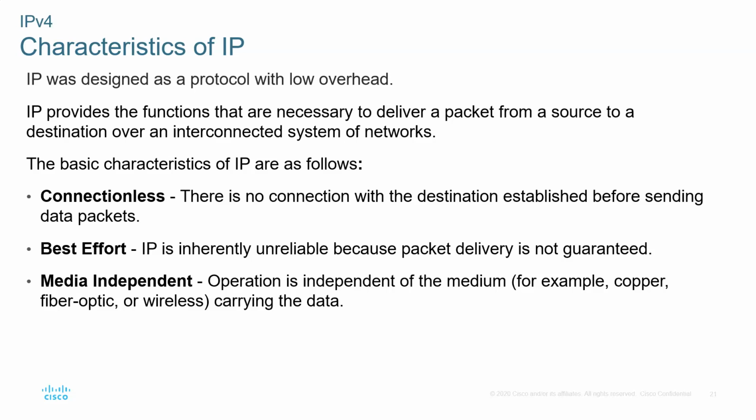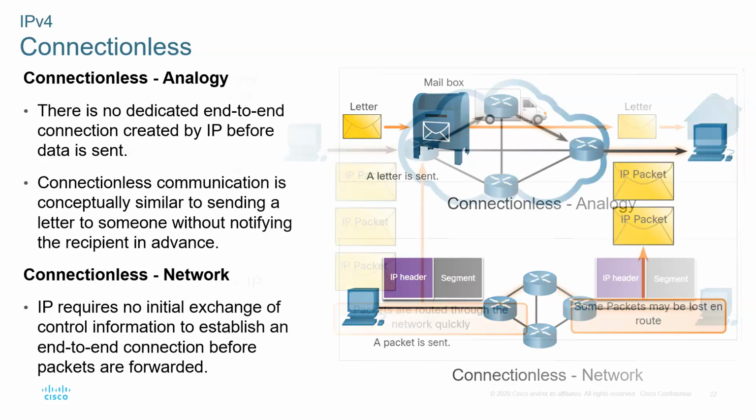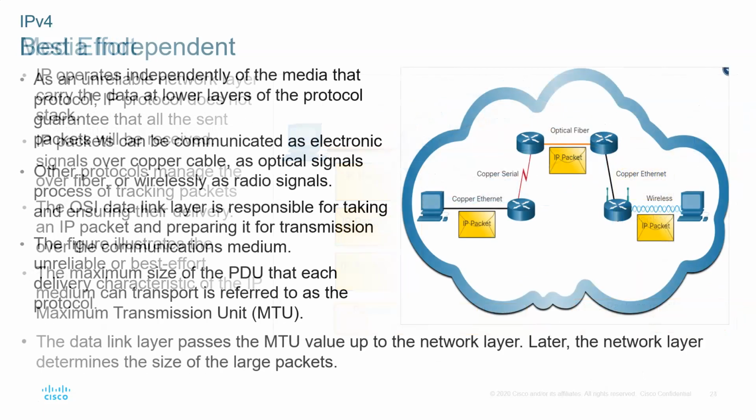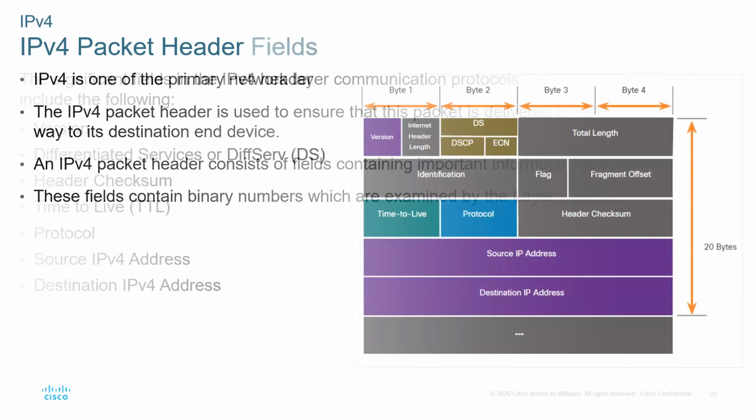Media independent, meaning it could be on a copper wire, coax, and even on a fiber, right? Doesn't matter what type of wires you have. All right, so these are just summaries of what I just talked about: connectionless, best effort, and media independent. In the packet header, you have the IP addresses, the TTL numbers, and a whole bunch of other fields.